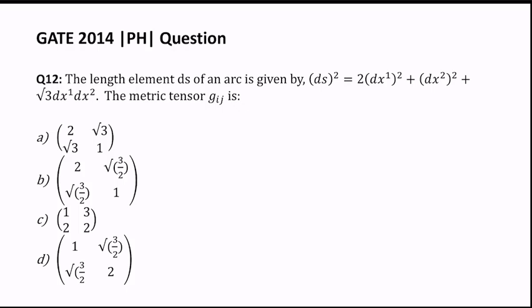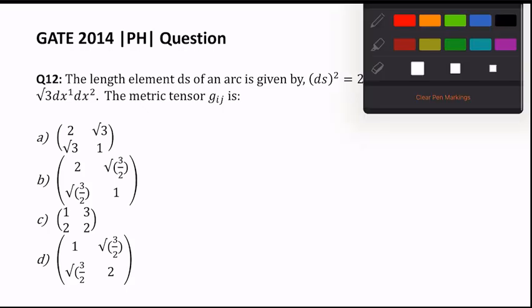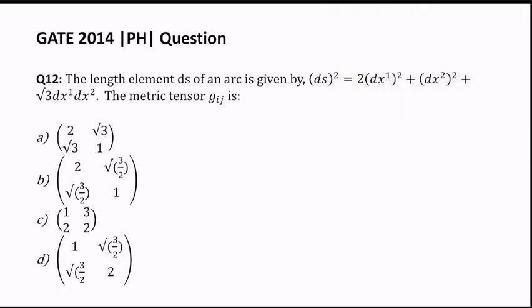Hello everyone, in this video we are going to solve question number 12 of GATE 2014. The question is, the length element ds of an arc is given by this: ds square is equal to 2 dx1 whole square plus dx2 whole square plus under root 3 dx1 dx2. Then the metric tensor gij is what?